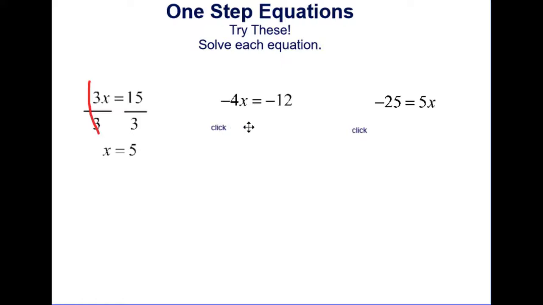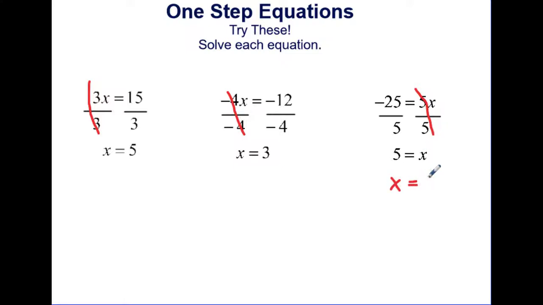This example will divide by negative 4 on each side, which eliminates from the left, leaving us with just x equals 3. And here we'll divide both sides by 5, leaving us with just 5 equals x, or x equals 5.